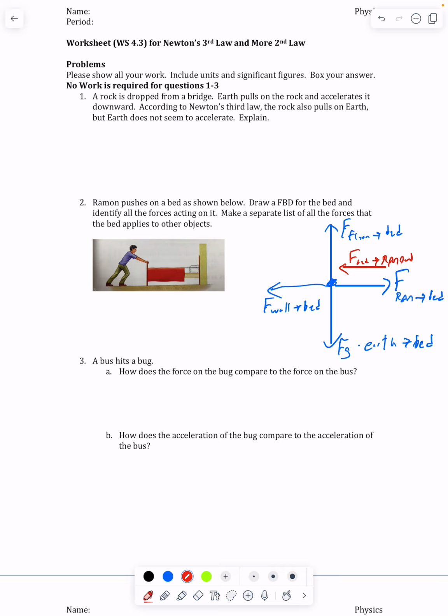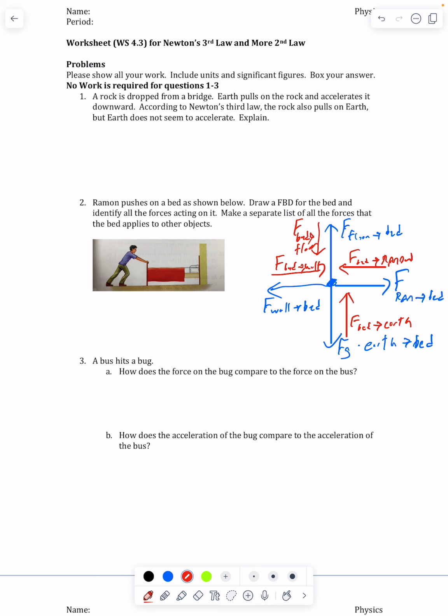If the earth is pulling on the bed, we have the bed pushing back on the earth. The wall pushes on the bed. Guess what? I think at this point you should have it figured out. We've got the bed on the wall. And if the floor is pushing on the bed, we have the bed against the floor.